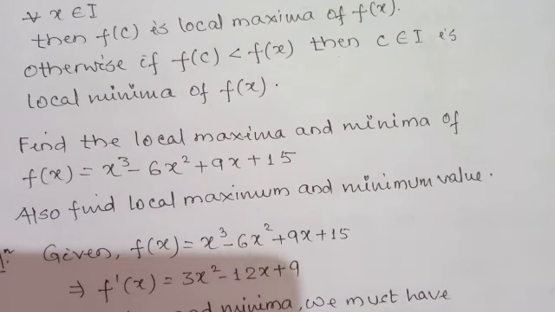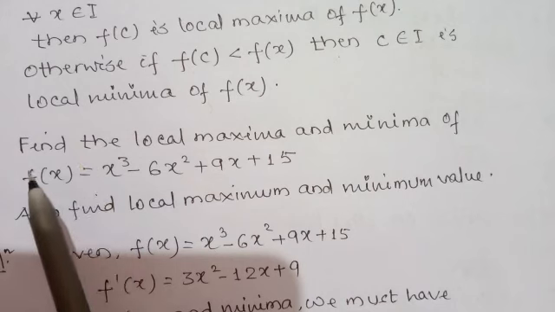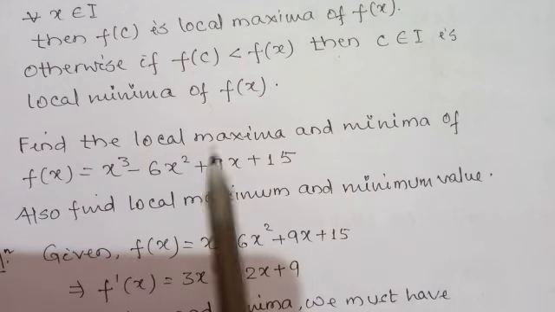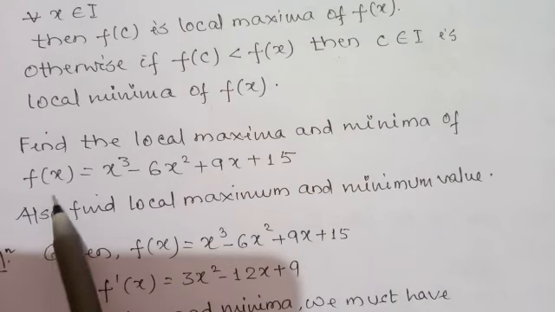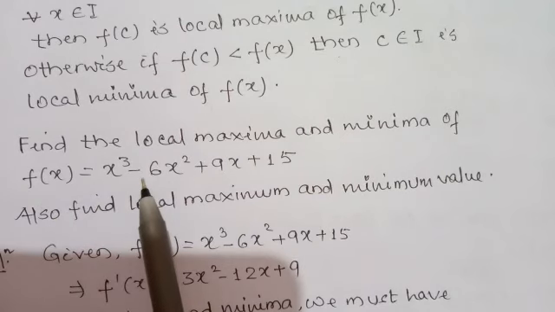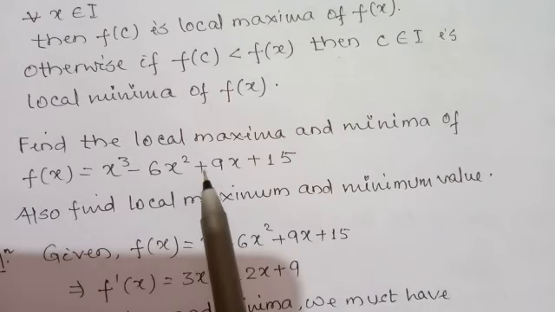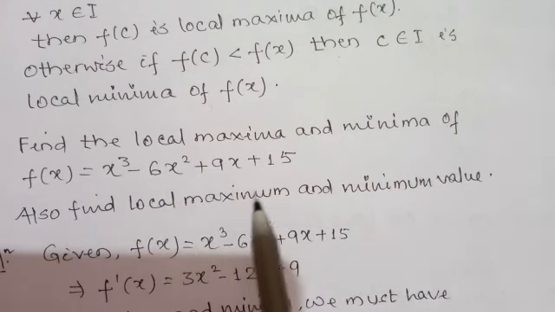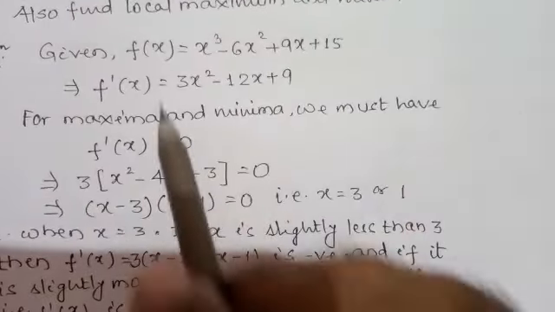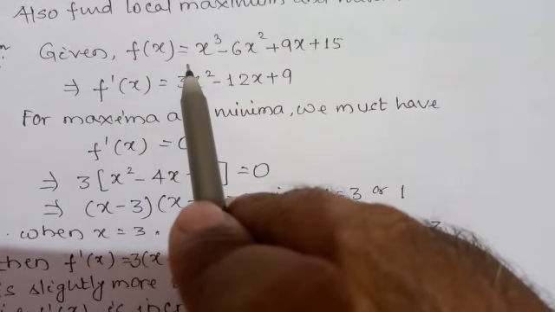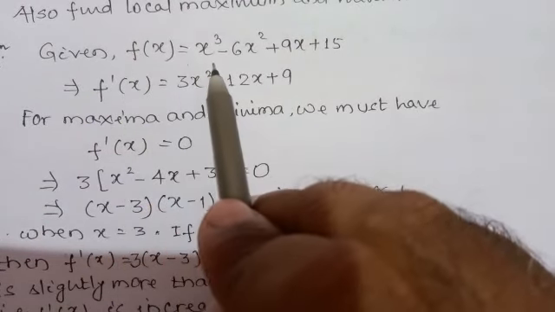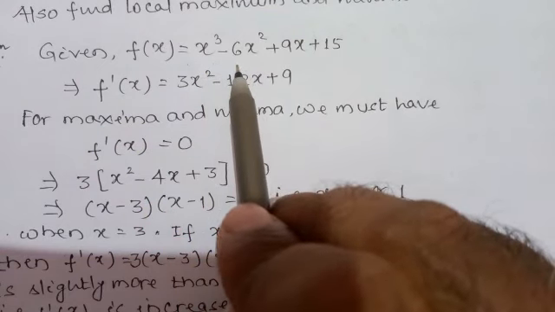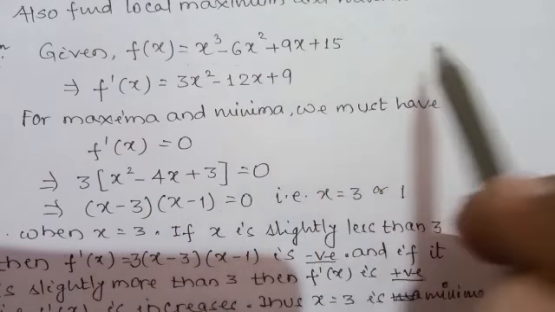So to better understand, children, see one question first. Find the local maxima or minima of f(x) equals x cube minus 6x square plus 9x plus 15, and also find the local maximum and minimum value. First, see what is given. f(x) is equal to x cube minus 6x square plus 9x plus 15.